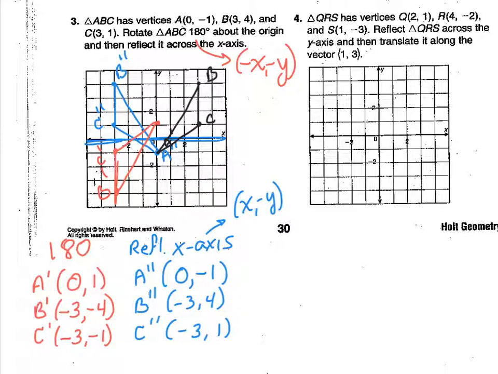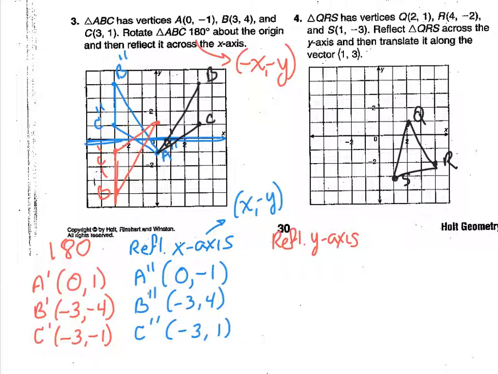Okay? So in number 4 and last one, here they want us to reflect. In problem number 4, it says, first plot the points. So let's plot the points. 2, 1. This is Q. R is at 4, negative 2. That's R. S is at 1, negative 3. You connect those points. This is the original problem. Then reflect across the y-axis. So label that. Reflect across the y-axis.